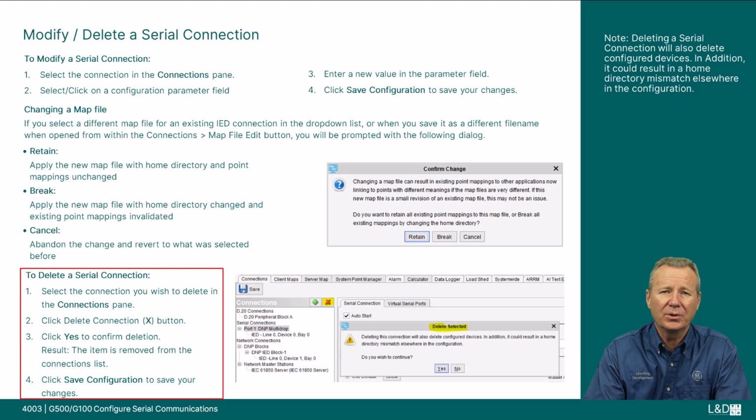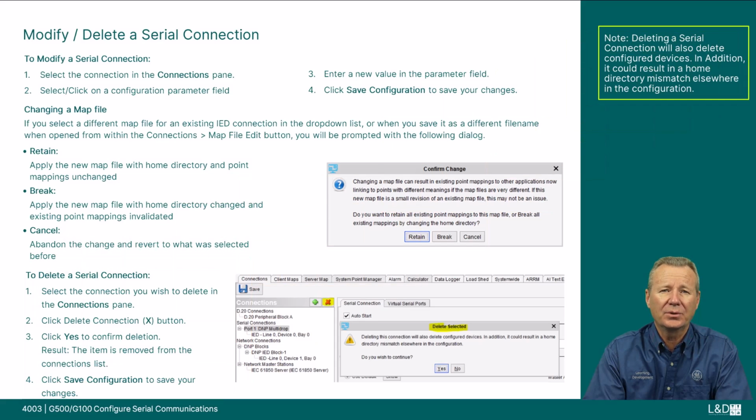To delete a serial connection, select the connections you wish to delete in the Connections pane, click the Delete Connections X button, and click Yes to confirm deletion. As a result, the item is removed from the connections list. Click Save Configuration to save your changes. Deleting a serial connection will also delete configured devices. In addition, it could result in a home directory mismatch elsewhere in the configuration.